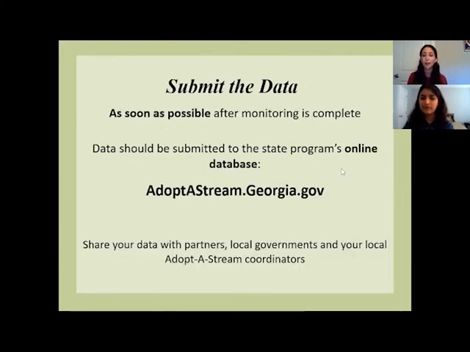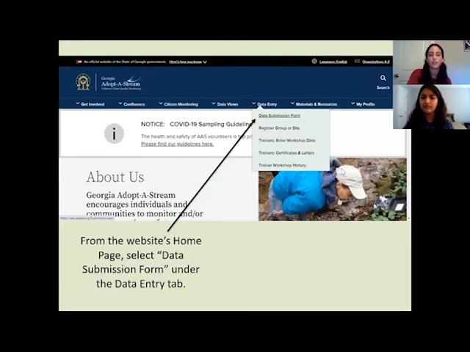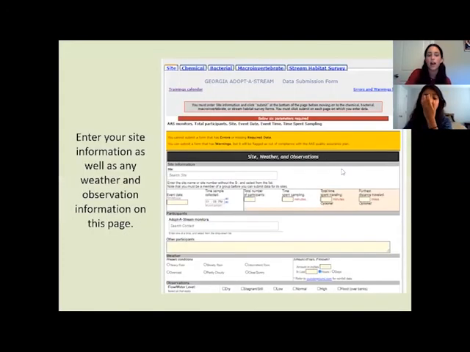So once you have collected all of your data, we please ask that you submit it as soon as possible to our online database. That is at adoptastream.georgia.gov. And get it in as soon as you can. And so just a little bit of a walkthrough on how you actually submit data onto our database. So this is our home screen, and you'll go to data entry, data submission form, click on that. And it'll take you to this form, which you can fill out.